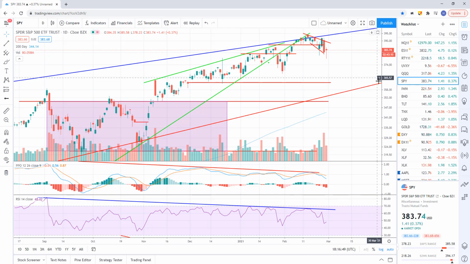We could go lower from there, but for now, the higher probability is to get down to at least here, and we'll just have to measure the market when we get down there, or if we get down there, of course.